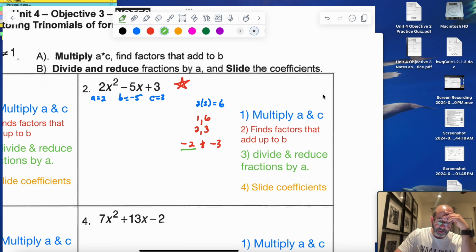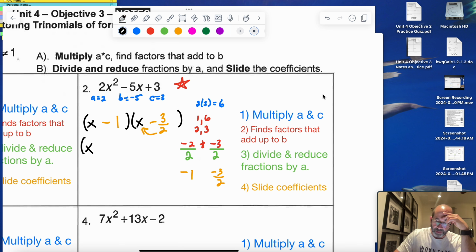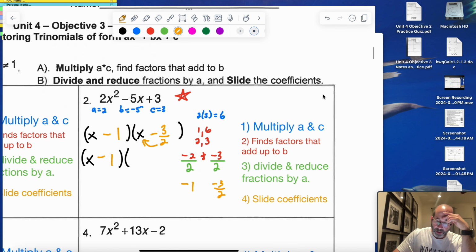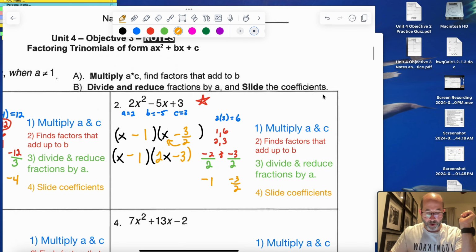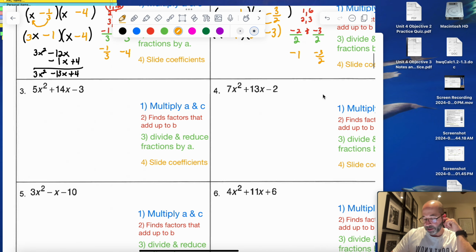You ready? We're going to divide by the a value, in this case, which is 2. Again, our a value is right here, which is 2. And we're going to go ahead and reduce those fractions, which means we get negative 1 and negative 3 over 2, which does not reduce. Write our binomials. We're going to have an x, a minus 1 and a minus 3 over 2. And then we're going to slide this 2 over because that's on the denominator. And we have x minus 1 is equal to 2. And then we have x minus 3. That's it. Okay. All right, let's continue on to number 3.